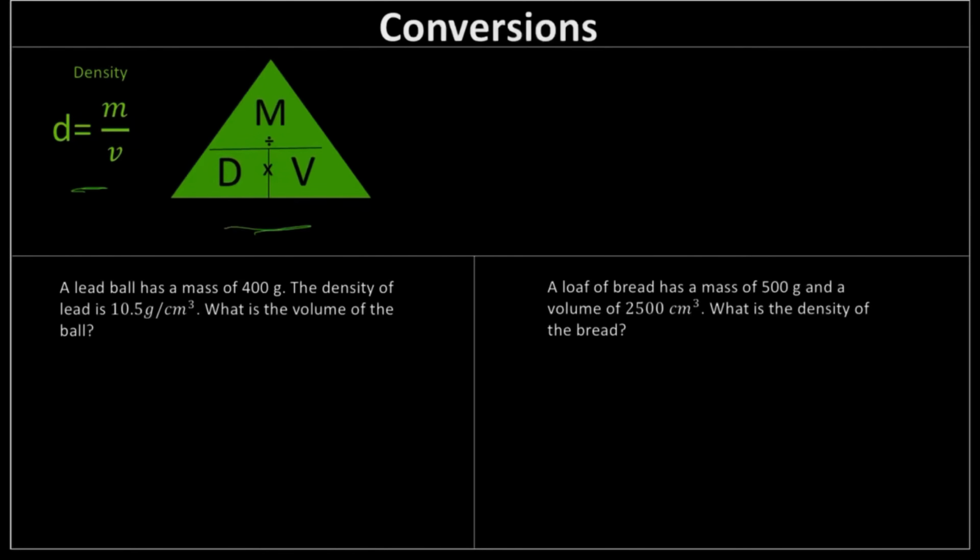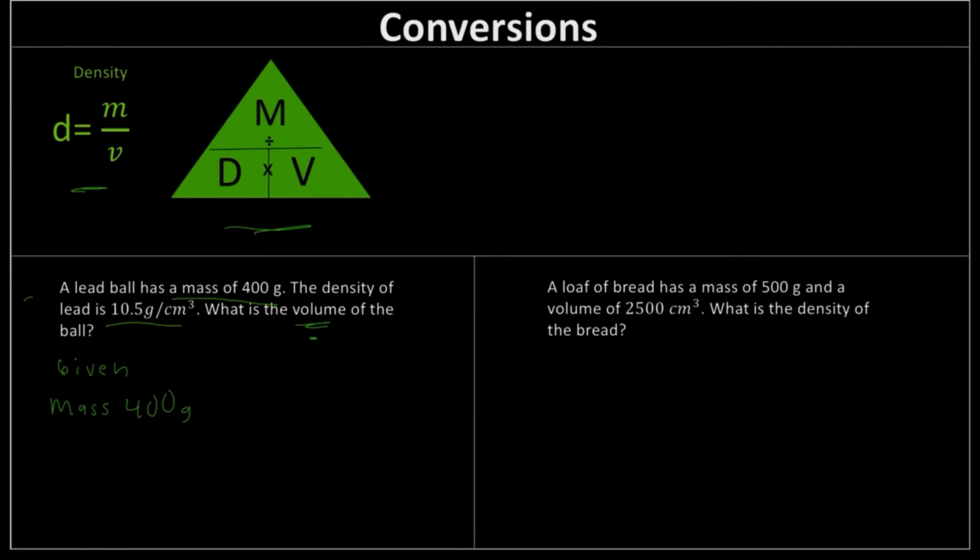Conversions. On the test, you will be given density, mass, and volume problems, so just be familiar with the formula and you should be fine. So the first question says, a lead ball has a mass of 400 grams. The density of lead is 10.5 grams per cubic centimeter. What is the volume of the ball?